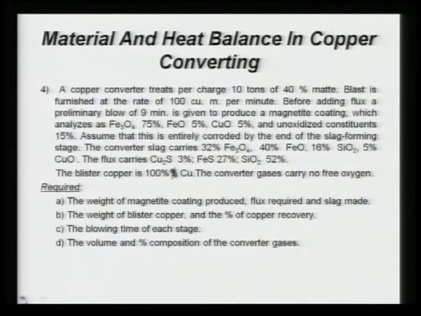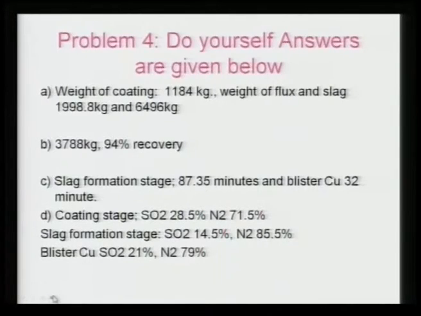Now, you have to calculate the weight of magnetite coating produced, flux and slag, weight of blister copper, the blowing time, and the volume and percentage composition of the converter gases. Here I have given the answers for this particular problem, but my request is, please see the answer only when you have solved the problem.